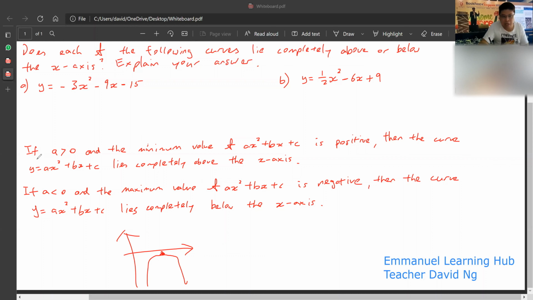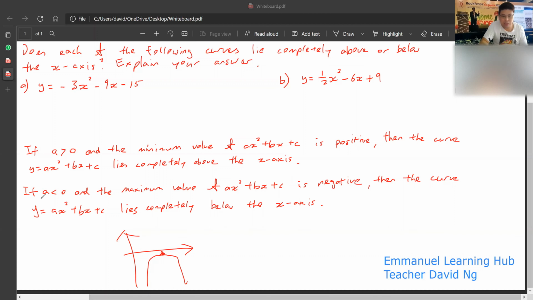These are concepts, meaning if they tell you A greater than 0, min value positive, you must be able to infer that the curve lies completely above the x-axis. Or if they tell you A greater than 0, the curve lies completely above the x-axis, you must be able to infer the minimum value is positive. Okay?